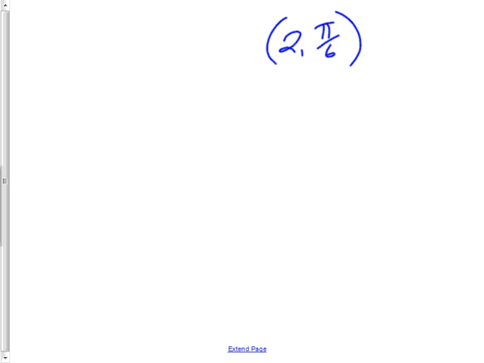Now, would you agree that that's polar coordinates? It's an r and a theta, right? Then, if I want the x of it, the x is always going to be r times cosine of theta. In this case, that would be what times what? 2 times cosine of pi over 6.